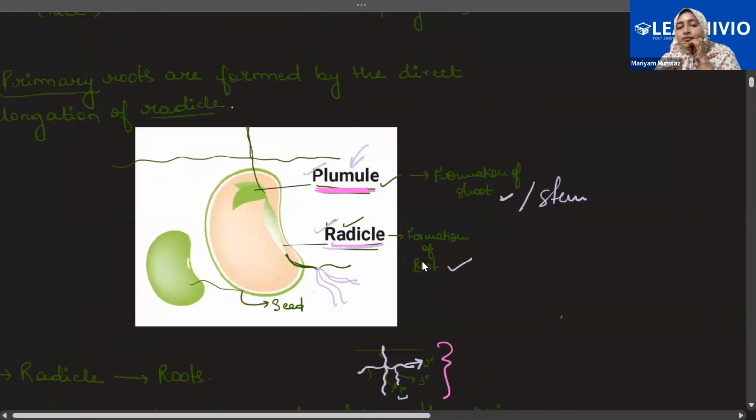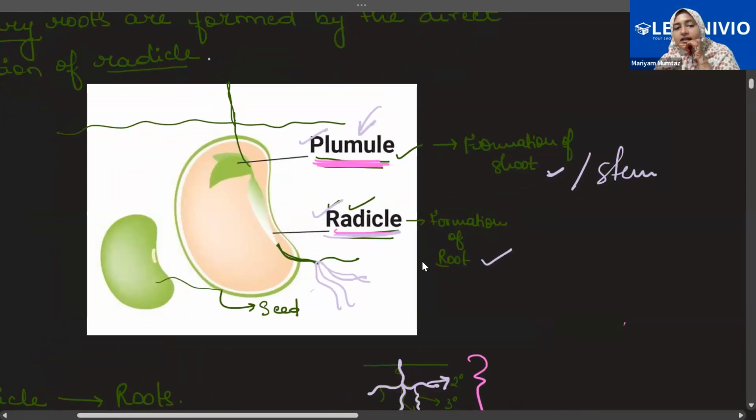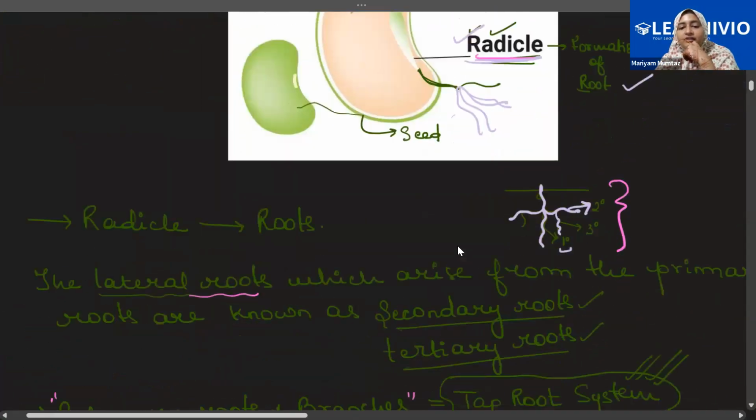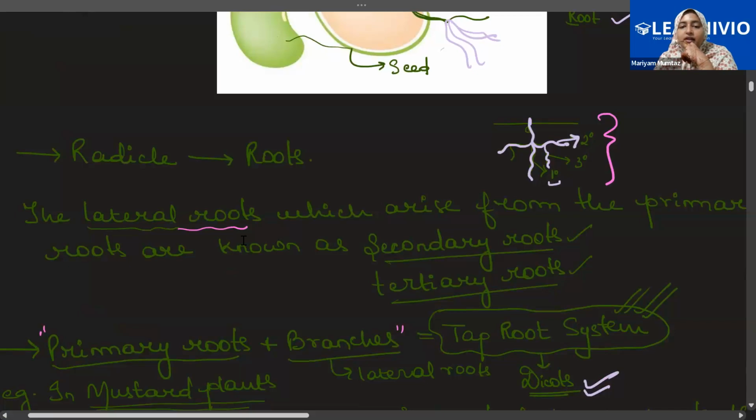Now, see, while we were talking about the seed, I'll tell you one thing, that the seed has two components to it, plumule and radicle. Plumule is the part of the seed that, after developing, will give rise to the shoot. And radicle is the part of the seed that, after developing, will give rise to the root. Now, how to remember this? Remember R for radicle, R for root, right? So the formation of root takes place from the radicle.